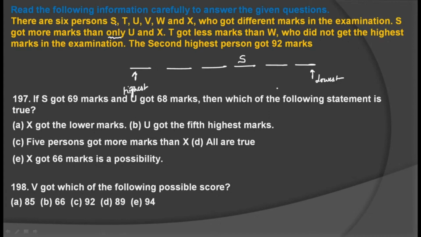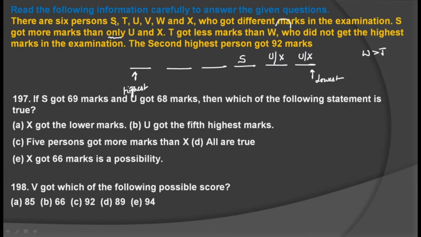After S, there are only 2 persons. That is the information, but we are not sure about the particular position of U or X. But S got more marks than only U and X. That is the meaning. Now T got less than W. So definitely we can say that W got more than T.